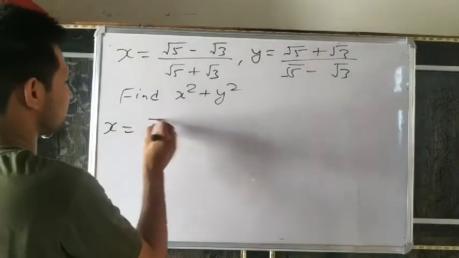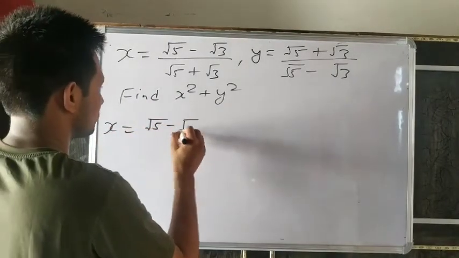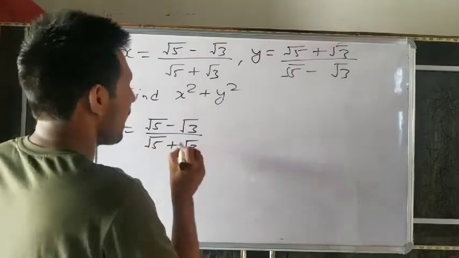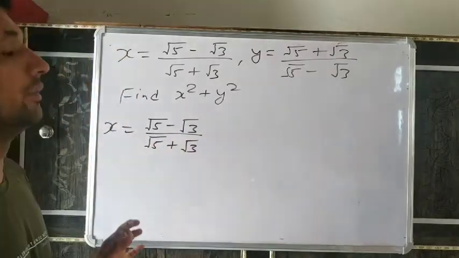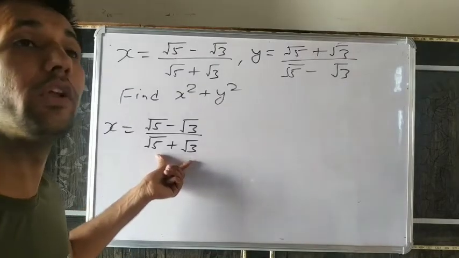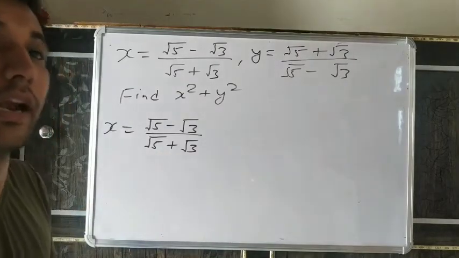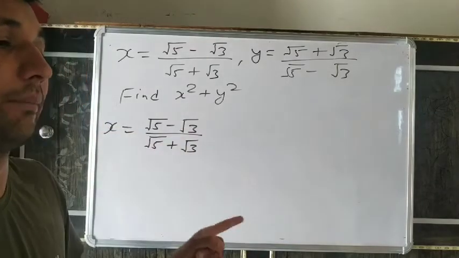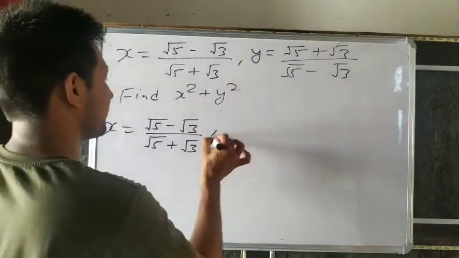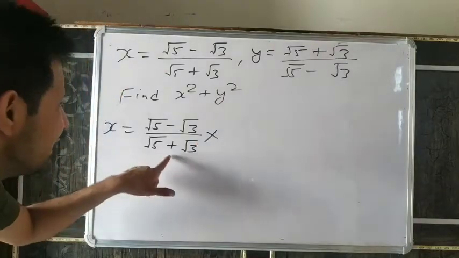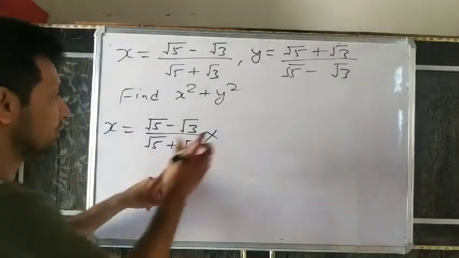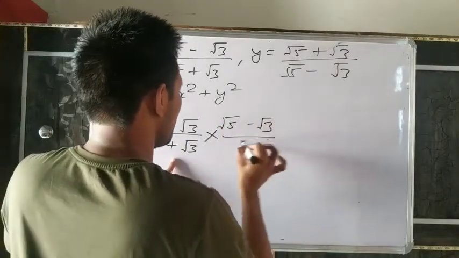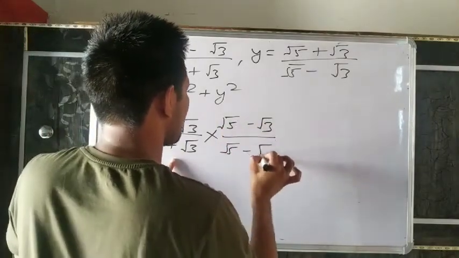First, what is the formula? Whenever a root is given in the denominator, we will remove the root. And how can we remove the root? Multiply and divide by the same number. Rationalize the denominator. What number? Change the sign of the denominator. Here it is positive, so make it negative. Root 5 minus root 3, root 5 minus root 3.